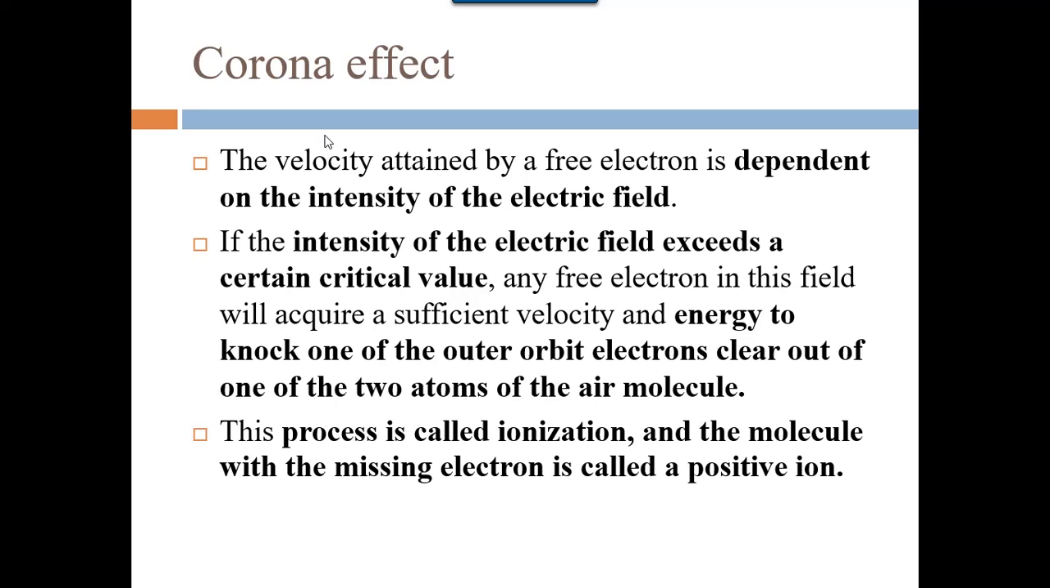So if the intensity of the electric field exceeds a certain critical value, any free electron in the field will acquire sufficient velocity and energy to knock one of the outer orbit electrons clear out of one of the atoms of the air molecules. This process is called ionization, and the molecule with the missing electron is called a positive ion.